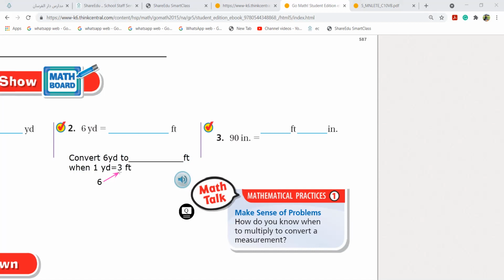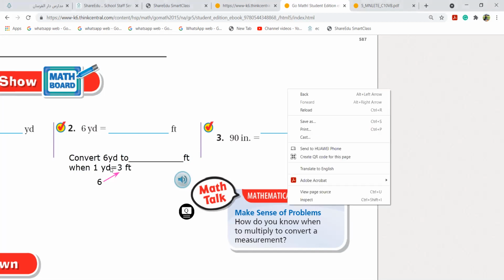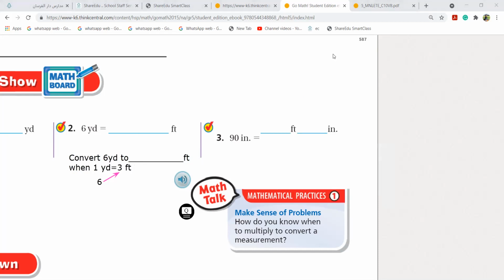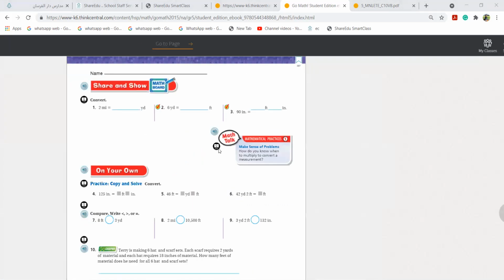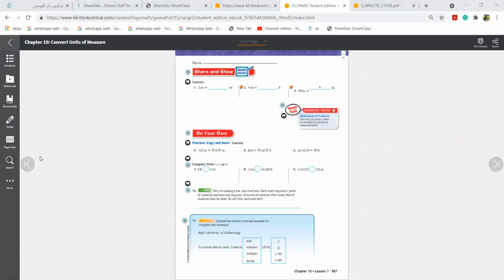But you have to choose the correct one from the box. Don't choose meter and centimeter if it's given yard and feet. Choose exactly the correct one. Anyone who has a question in this?